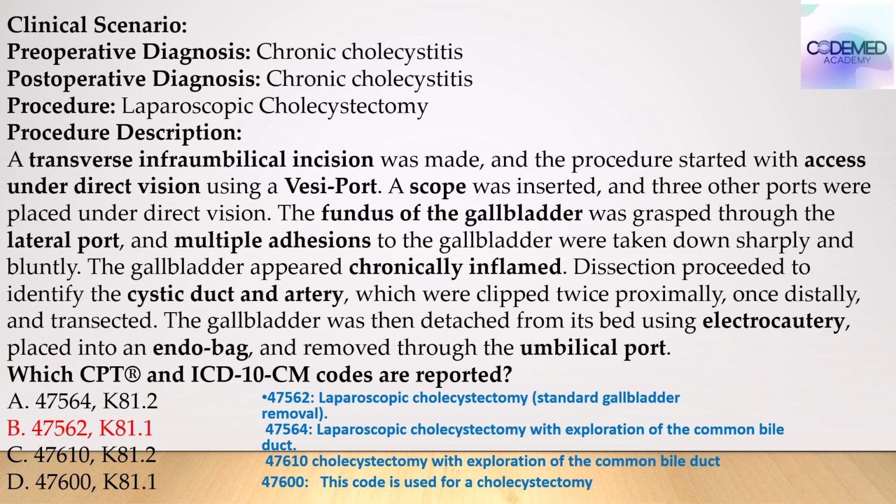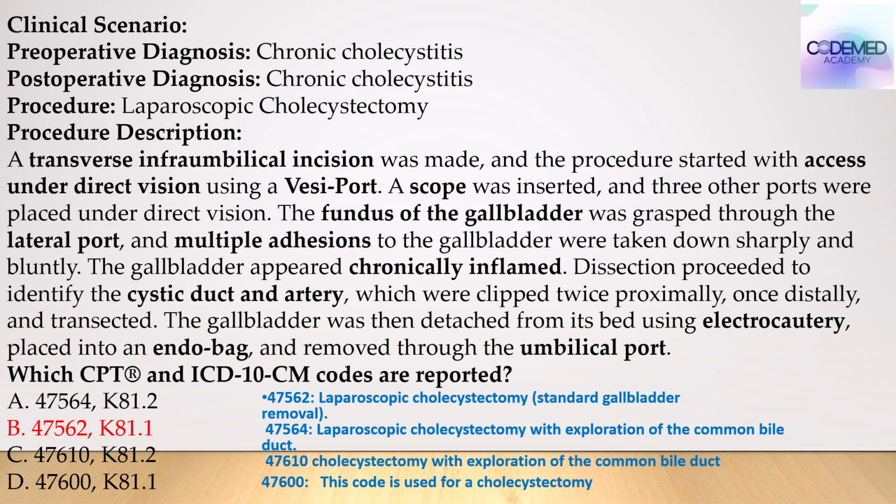Now what has happened here is the patient is having chronic cholecystitis, and for which the laparoscopic cholecystectomy, that is removal of the gallbladder, has been done, because chole is the gallbladder. In this case we need to check the code, and how that gallbladder has been removed is laparoscopically. If you see the code, 47562 is a laparoscopic cholecystectomy, standard gallbladder removal, and 47564 is a laparoscopic cholecystectomy with exploration of the common bile duct.